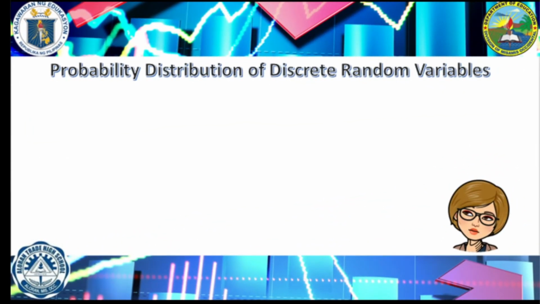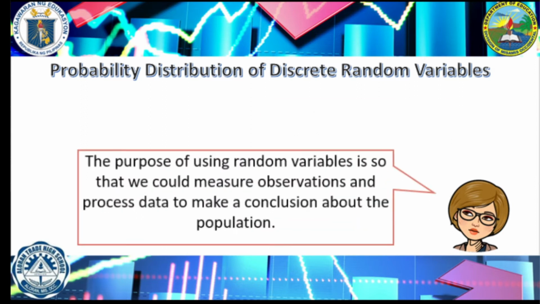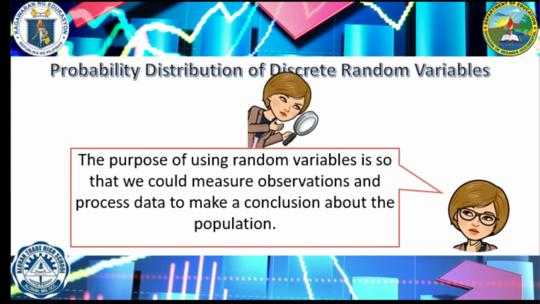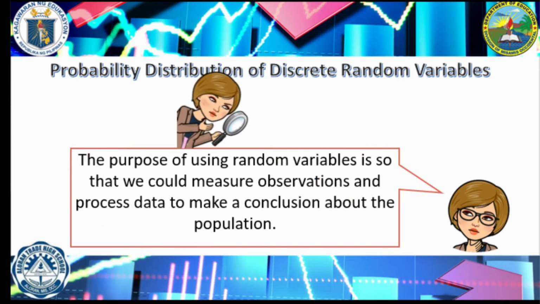Let's move on to probability distribution of discrete random variables. Why do we use random variables? The purpose of using random variables is so that we could measure observations and process data to make a conclusion about the population.